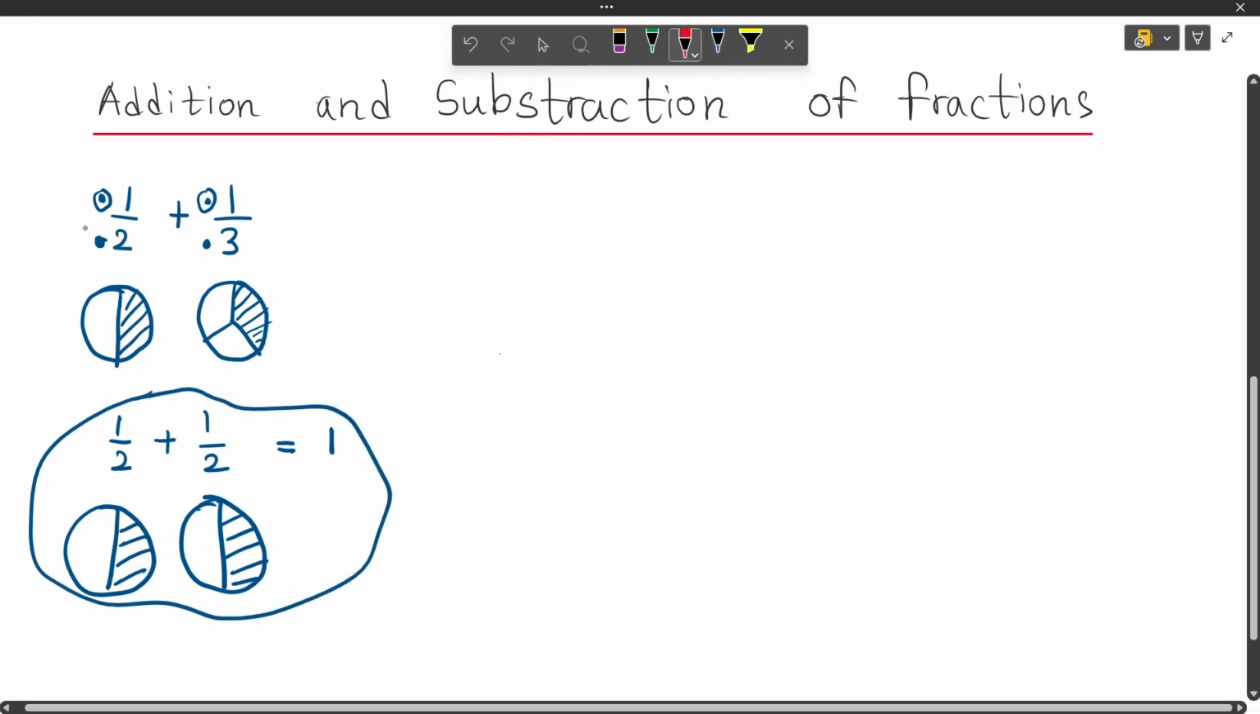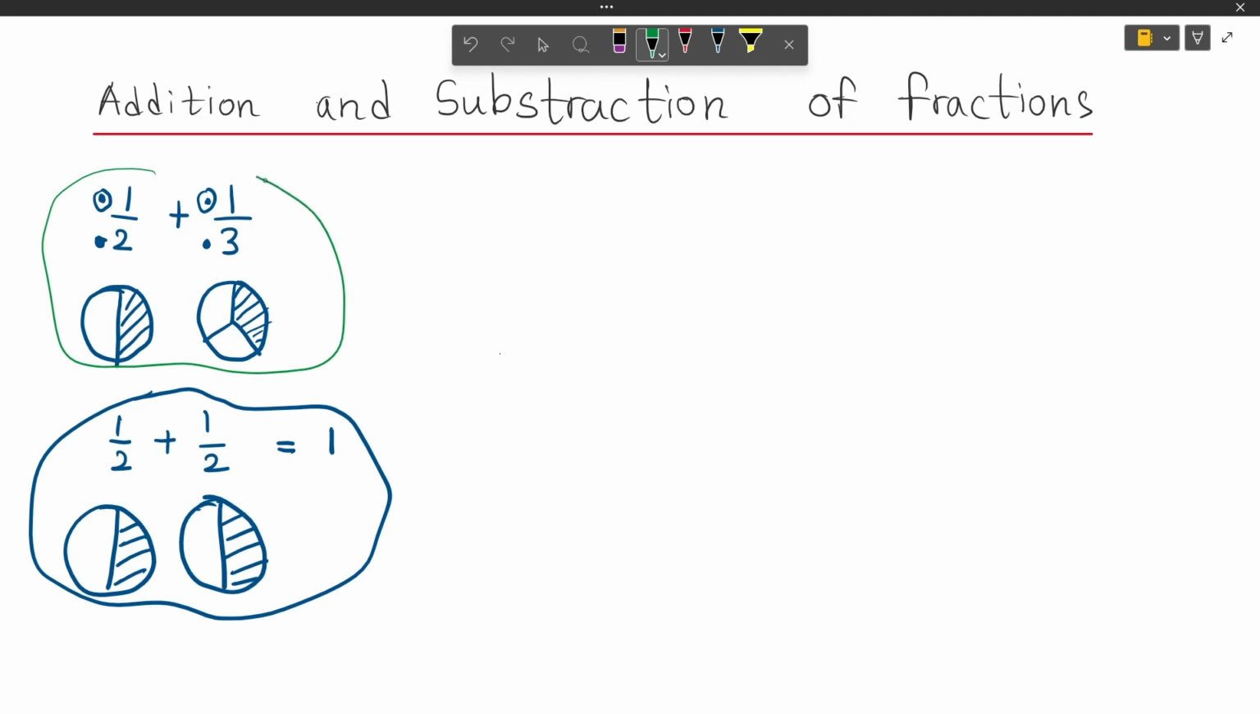So what's the difference between this addition and this addition? Oh yeah, the denominator is the difference. In here these two numbers are not equal, but here the denominator is the same. So if we want to add or subtract, we have to make the denominator the same before.